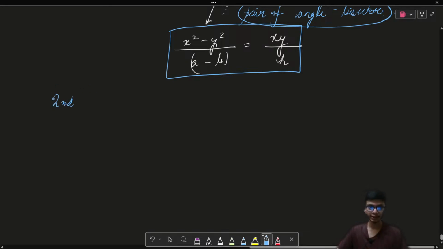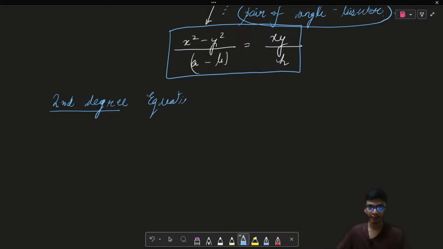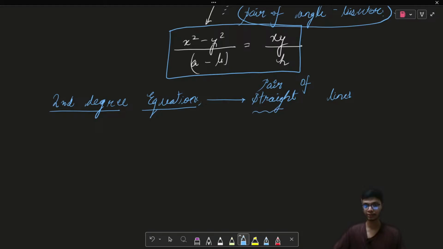So let us try to understand the condition for any second degree equation in x and y to represent straight lines. Any second order conic equation will represent a pair of straight lines if and only if which of the following conditions is satisfied. Let us try to see. If we have a second degree equation, let us see when this equation represents a pair of straight lines.